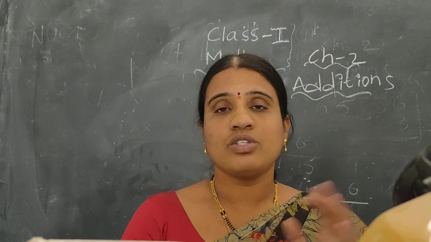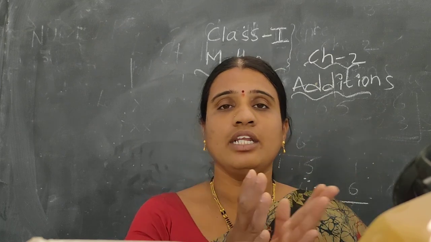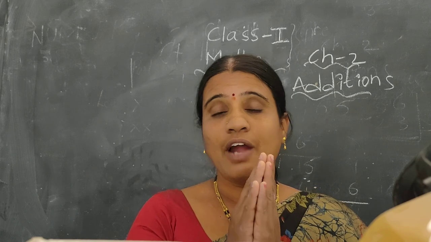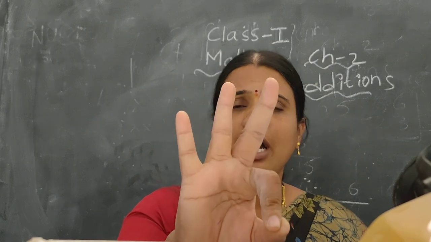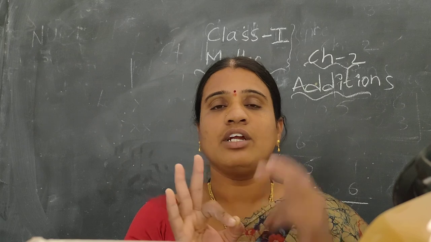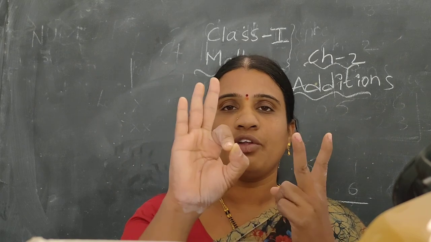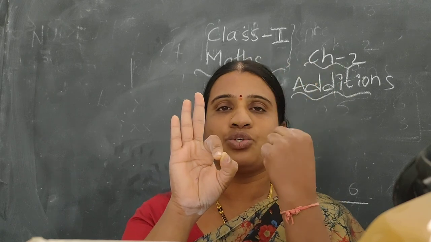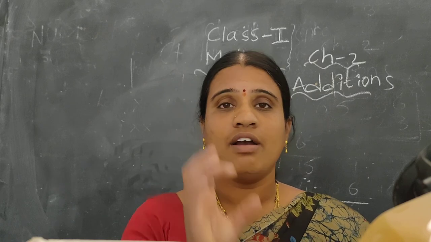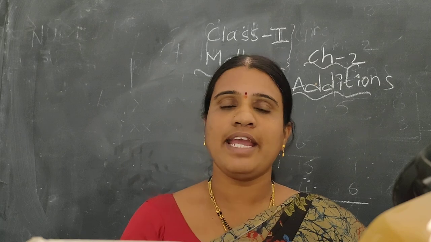In the same way, you have 3 pencils and your friend has only 2 pencils. Together, you and your friend, how many pencils do you have in total? At that time you have to count. You have 3 pencils and your friend has 2 pencils. So how many in total? You count: 1, 2, 3, 4, 5. Five pencils.